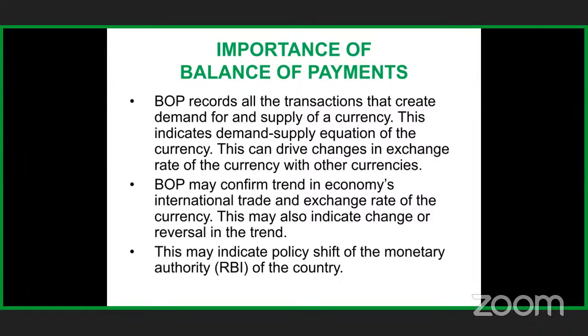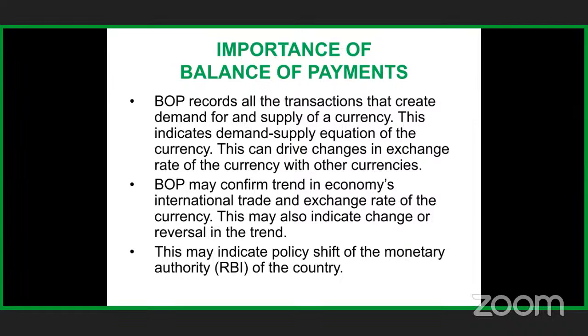An account of all receipts and payments is termed as balance of payments. So according to Kindleberger, the balance of payments of a country is a systematic record of all transactions between the residents of a reporting country and the residents of foreign countries during a given period of time. The receipts from exports can be recorded as credits, and the payments for imports can be recorded as debits.